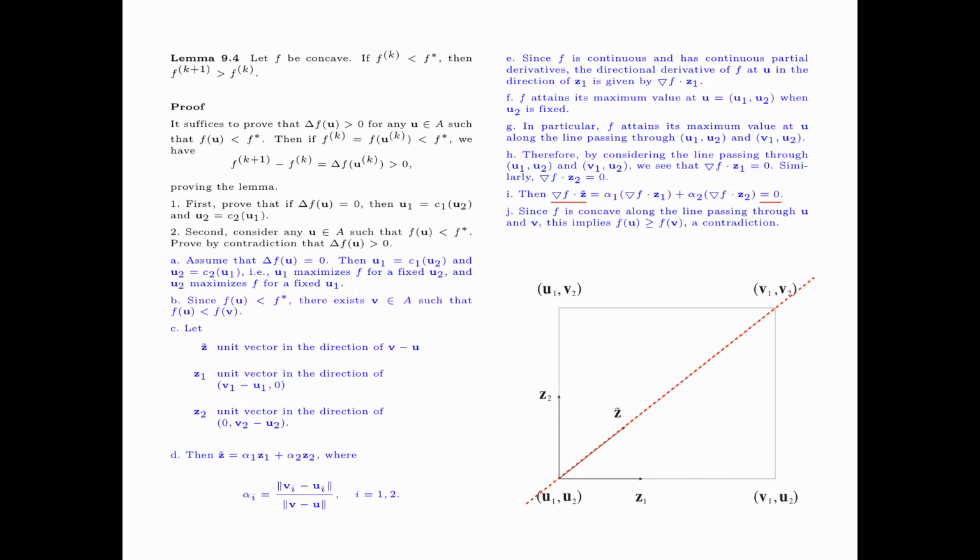Since f is concave along the line passing through u and v, this implies that f of u is greater than or equal to f of v. This is a contradiction to the assumption that f of u is strictly less than f of v. Hence, delta f of u is strictly positive, and this proves the lemma.